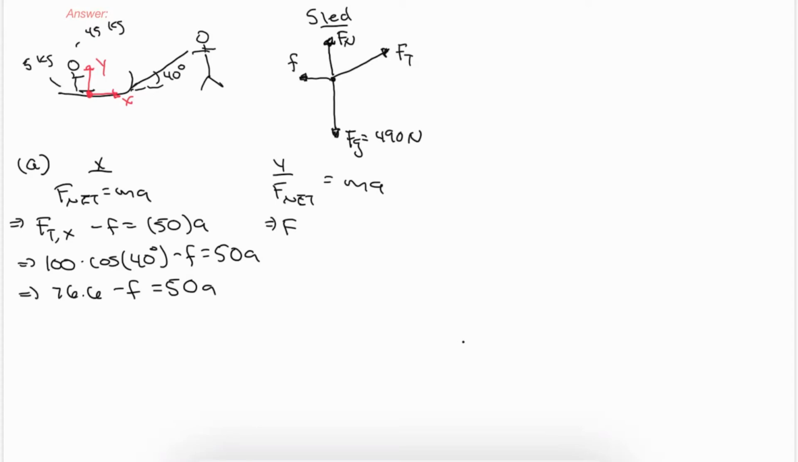In the y direction, I have the normal force acting upwards, the force of tension in the y direction acting upwards, and gravity acting downwards in the negative direction. The sled's not going to move up or down, and so the acceleration in the y direction is 0.